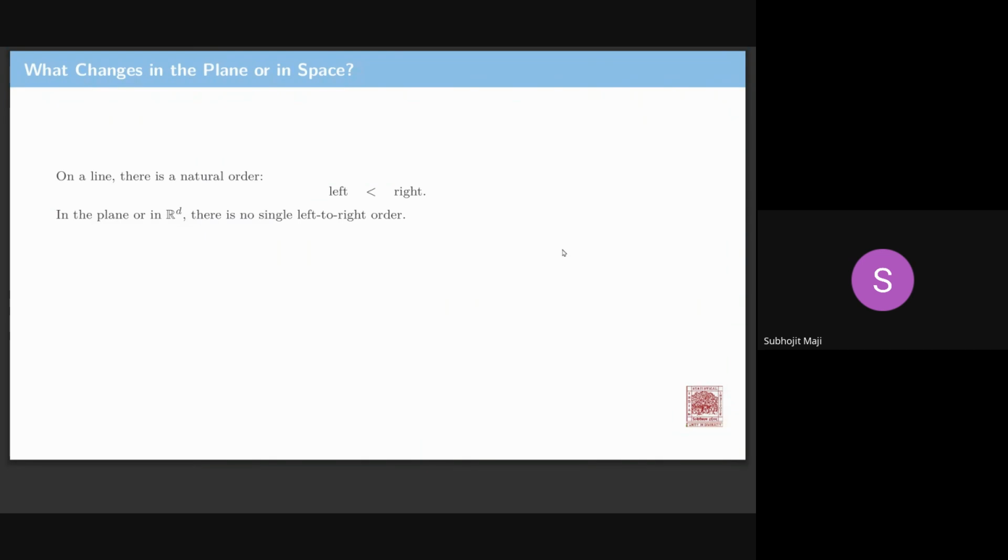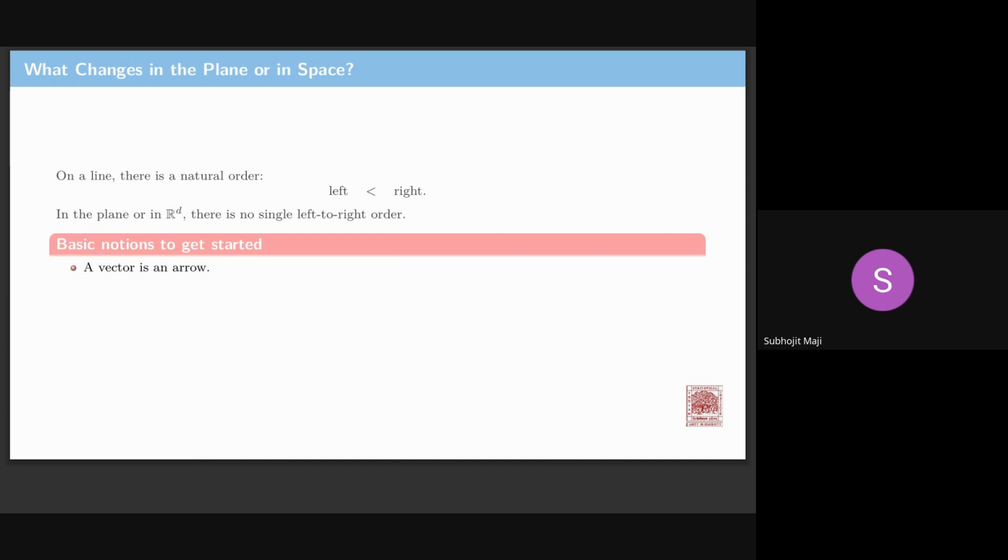So there is no left-to-right order that you get in R^d. R to the power d is something I think you know. So, basic notions to get started. A vector is an arrow. That's what we need now. We don't need anything more than this.